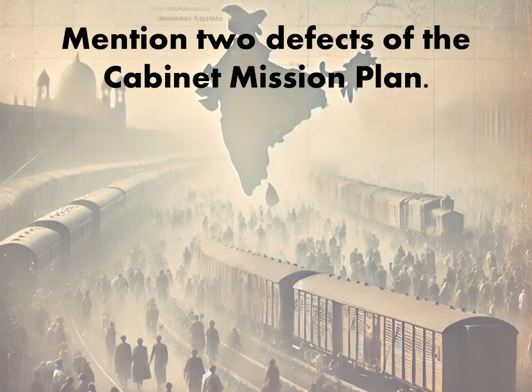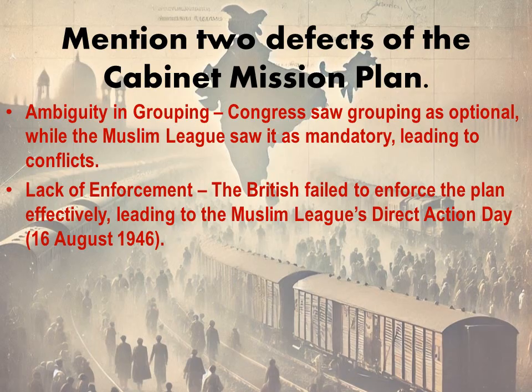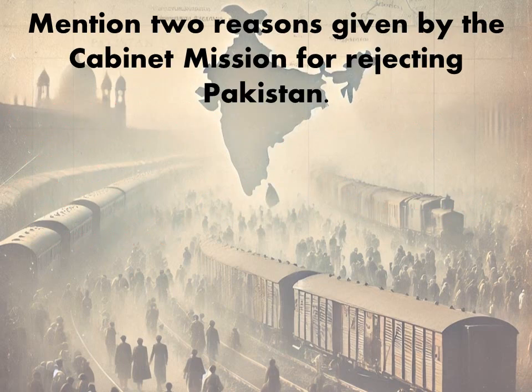Mention two defects of the Cabinet Mission Plan. Ambiguity in grouping. Congress saw grouping as optional while the Muslim League saw it as mandatory, leading to conflicts. Lack of enforcement. The British failed to enforce the plan effectively, leading to the Muslim League's Direct Action Day, 16th August 1946.